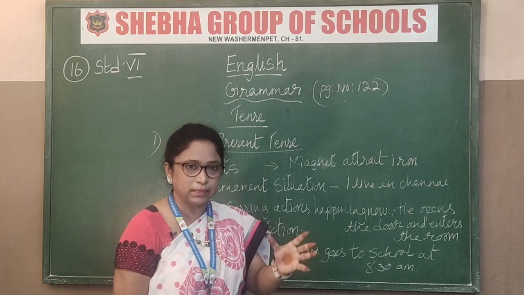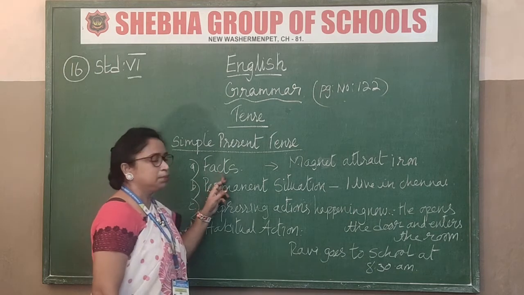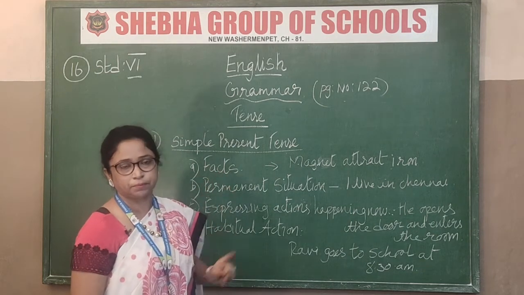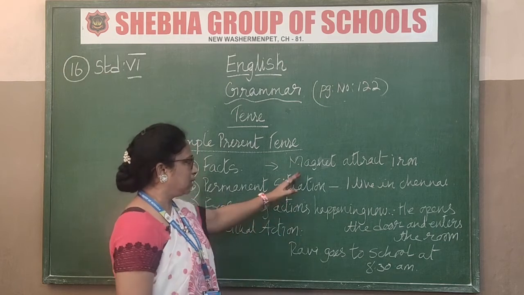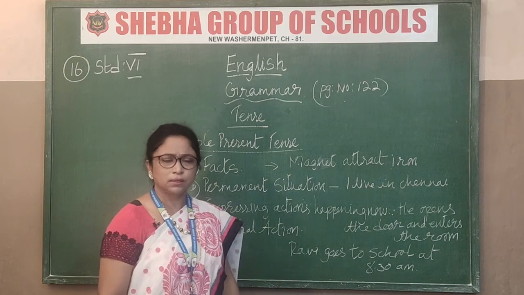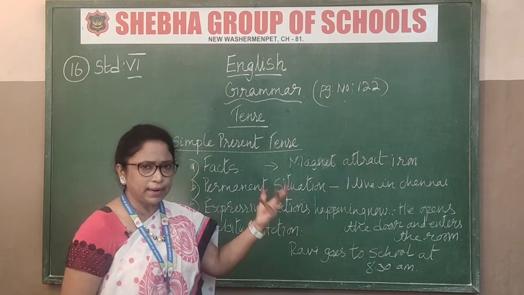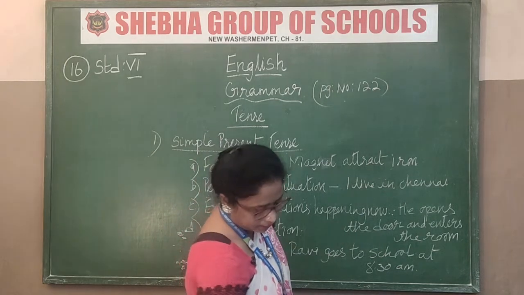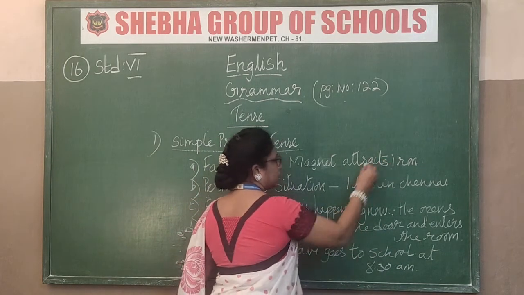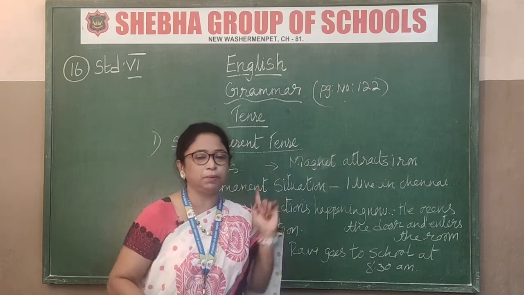What is simple present tense? What is it actually? Simple present tense deals with facts. For example, a magnet attracts iron, isn't it? It is a fact only. A magnet attracts iron is a fact. So when there is a fact, we use simple present tense.